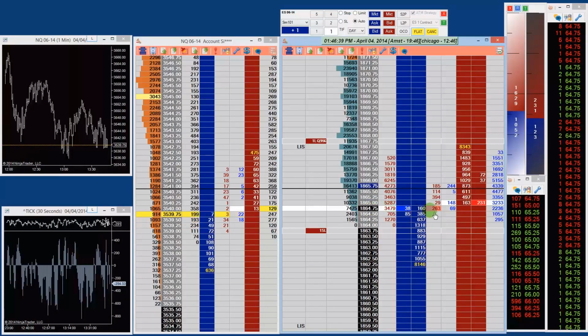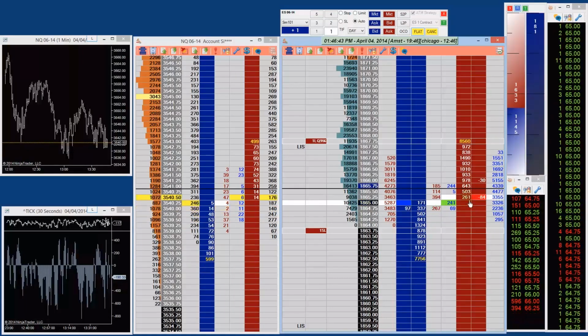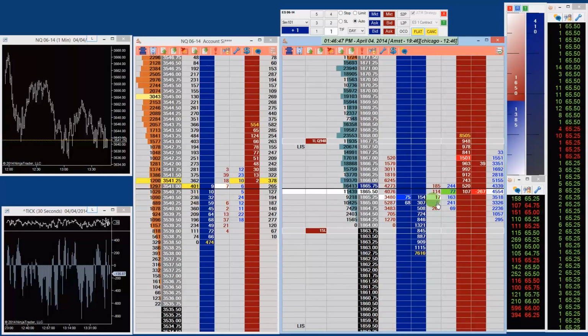64.75. Okay, they didn't get a tick down yet. Okay, buyers came back at 65. Let's see what they do. Okay, give buyers a chance. They came at 65.25, they got a tick up, and then they hold it.